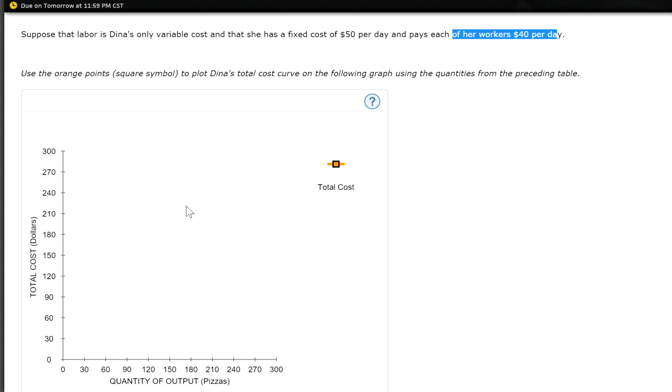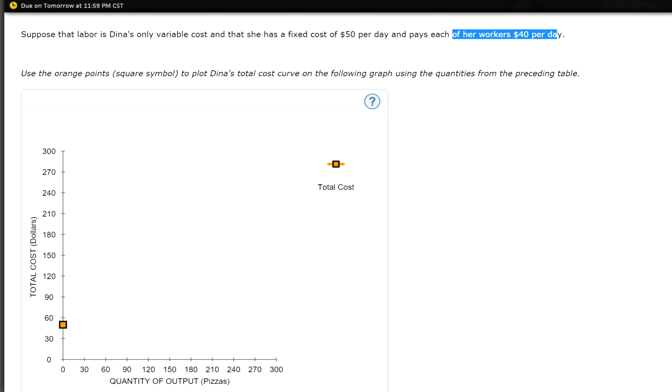Now, if we produce 0 pizza, so we produce nothing at all, we still need to pay for the ovens. So the ovens are a fixed cost. If you produce 0 pizza, your total cost will be 50. Here we go, that's the first point. So the first point will be 0 and 50.